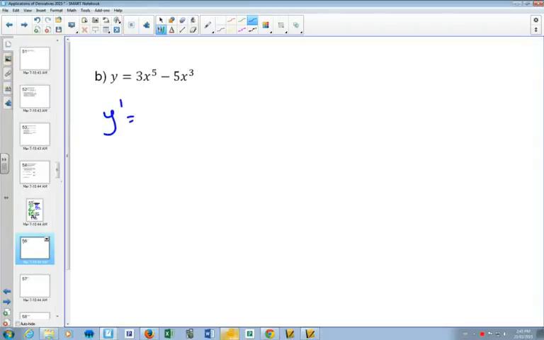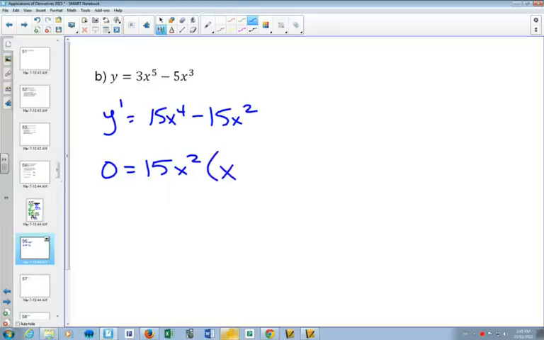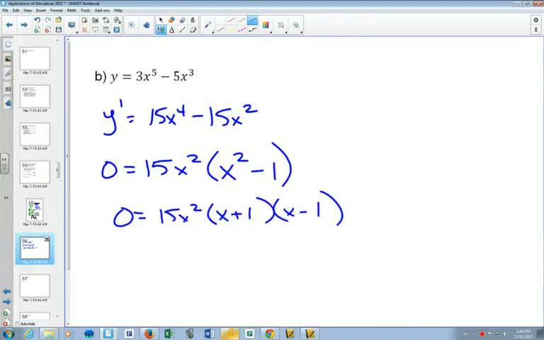Starting with our derivative, set it equal to 0. You can factor out a 15x squared, leaving us with x squared minus 1, which factors further: x plus 1, x minus 1. Nicer numbers.